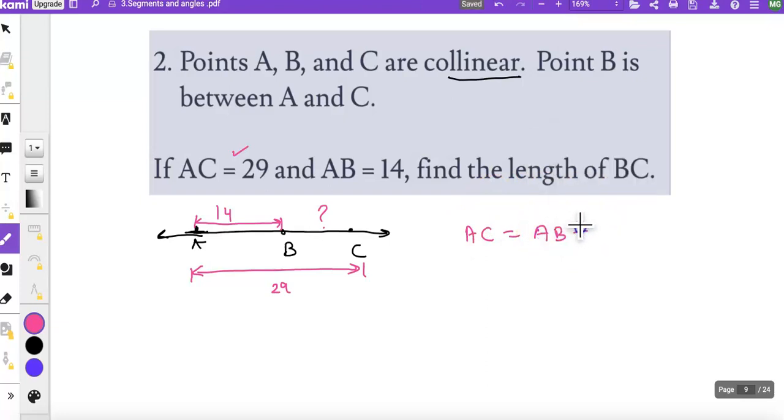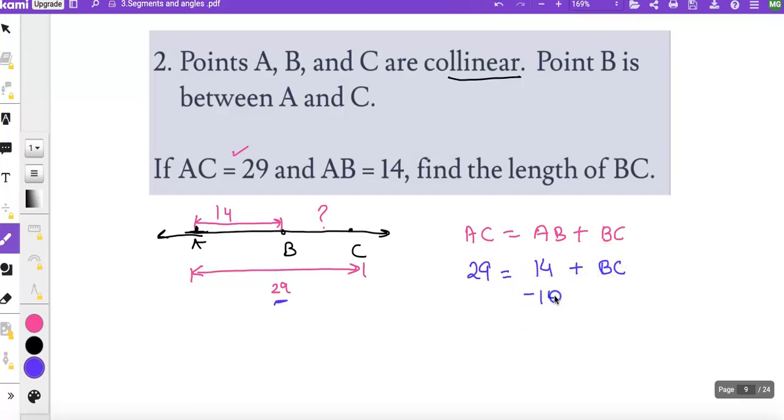AB plus BC. In a geometry course, if you write down the information and break down the problem, it becomes a lot easier to solve. Now what is your AC? Yes, you are right, it is 29. So I'll write the value 29 over here. What about AB? AB is 14, and BC I don't know.